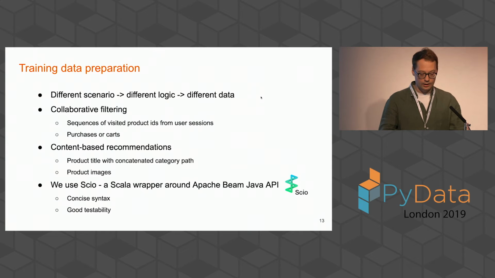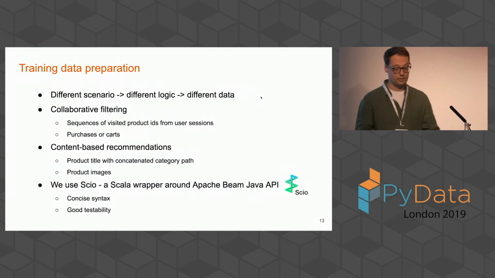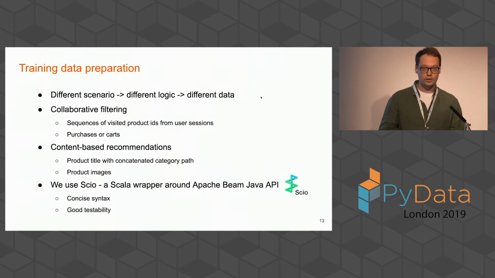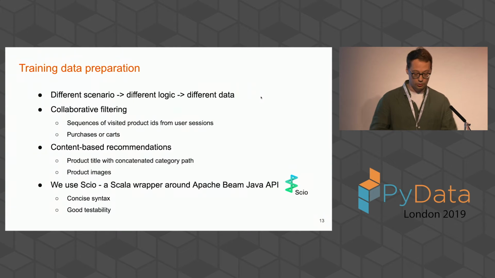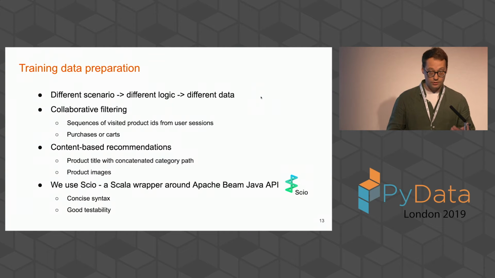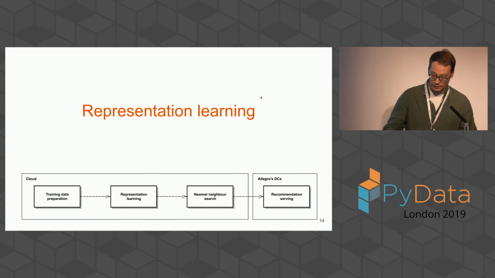In case of content-based recommenders, which are often our fallback recommenders, we extract product titles, category paths, and product images from our product database. In order to do this, we implemented several SCIO jobs. SCIO is a Scala wrapper around Apache Beam Java, not the Python API, and it gives us really concise syntax, strong typing, and good testability, and we highly recommend this tool. This was the first part, the data preparation part.